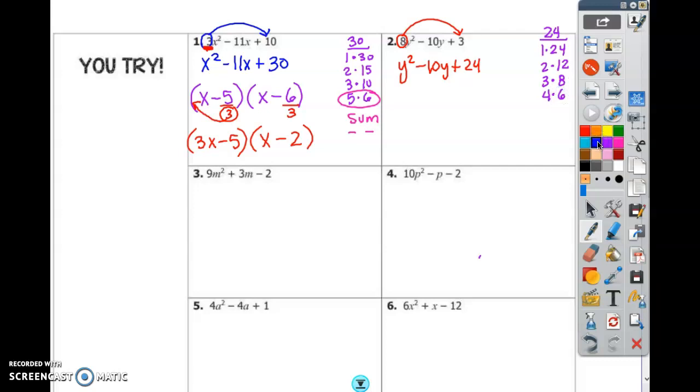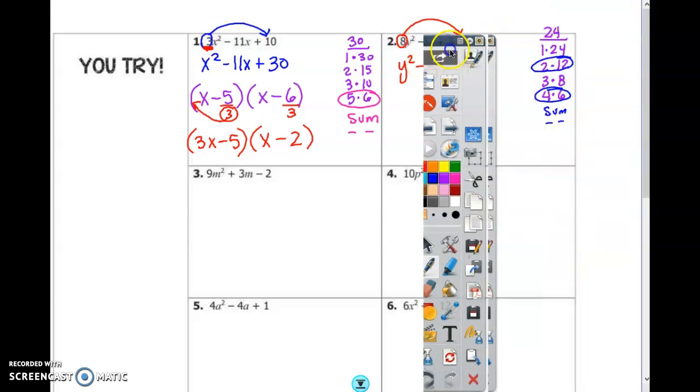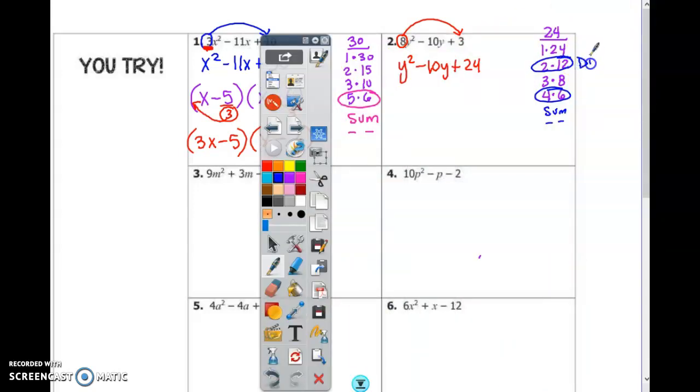Which one of those gives you a sum or difference of 10? I have 2 of them. I have 2 and 12 and 4 and 6, right? If I add these two, a sum, they would both have to be negative so that it can give me a negative 10. This one is a difference. If I subtract them, they will also give me 10, so one needs to be a positive, one needs to be a negative. How are you going to be able to tell which one is the correct answer?